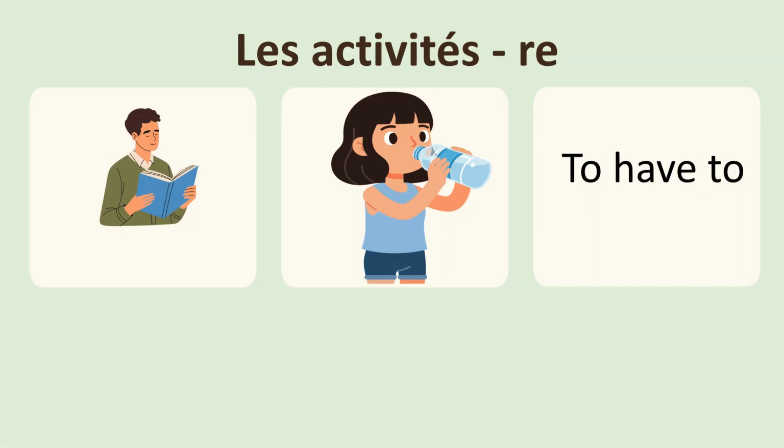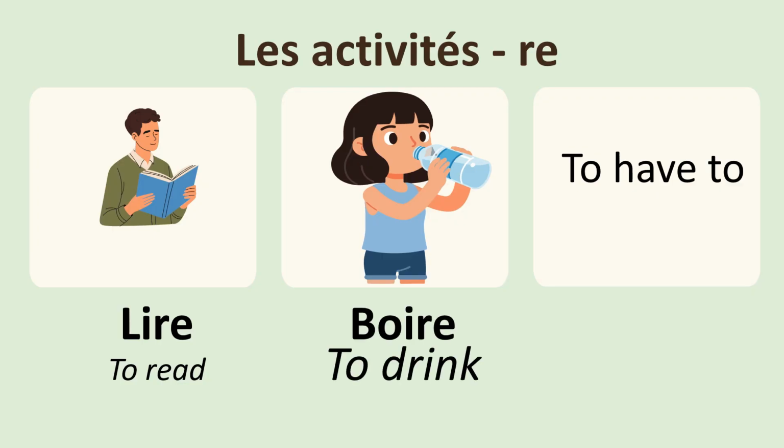There are other verbs which end with RE. Like the first one, somebody's reading, so we're going for to read, lire. Then to drink, boire. And to have to is devoir. Now, I am aware that devoir doesn't end with an E, but because the past participle is similar to those verbs, and this one is irregular, I'm putting them in the same group.